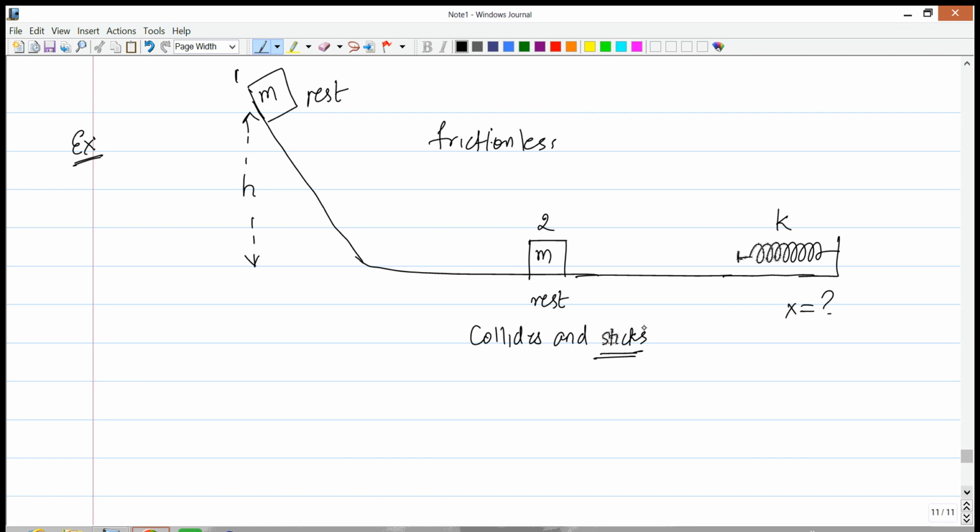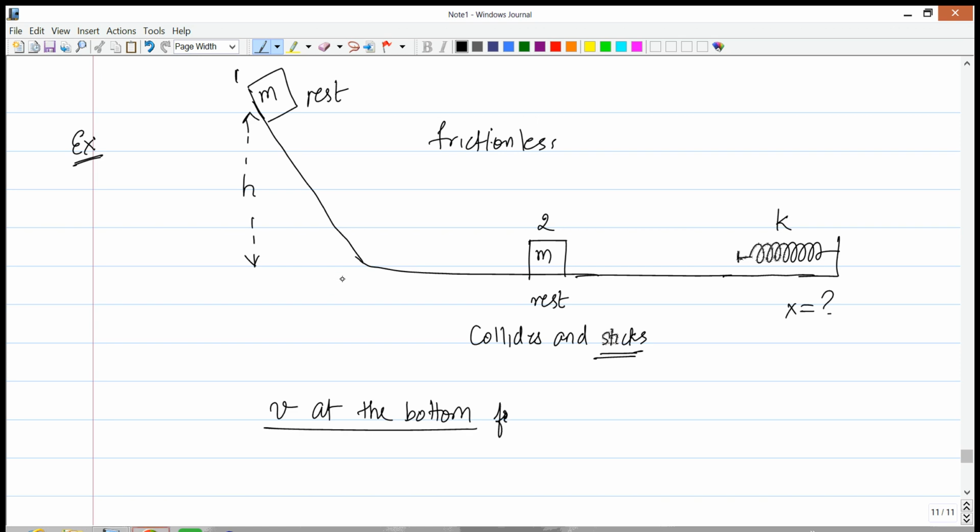Okay, so the first thing is, again, you have to ask, can we break this into lots of situations, because there's lots of things happening. One is the block's going down first, then it's colliding, and then they're compressing the spring. So there are three things that are going on. Okay, so the first one we'll do is find the speed at the bottom of the hill. So v at the bottom, we need to know that speed at the bottom.